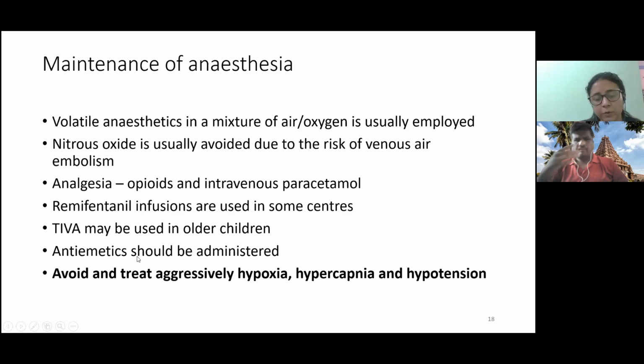Antiemetics are extremely important, and in most children, both dexamethasone and ondansetron are administered because postoperative nausea and vomiting not only results in dehydration and electrolyte imbalance, but it can also result in raised ICP, which can be detrimental in these cases. And as is applicable to all neurosurgeries, we have to remember the basic tenets of neuroanesthesia, that is maintaining adequate cerebral perfusion pressure. And therefore, we have to avoid and treat aggressively any episode of hypoxia, hypercapnia, and hypotension.